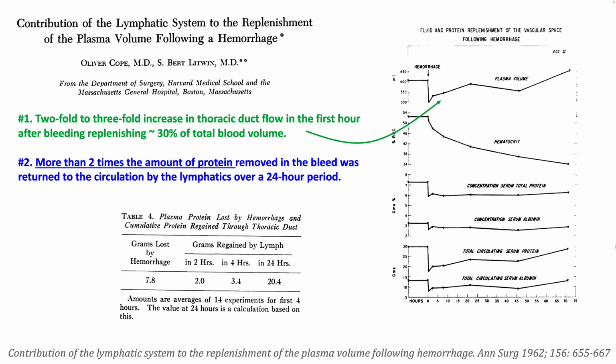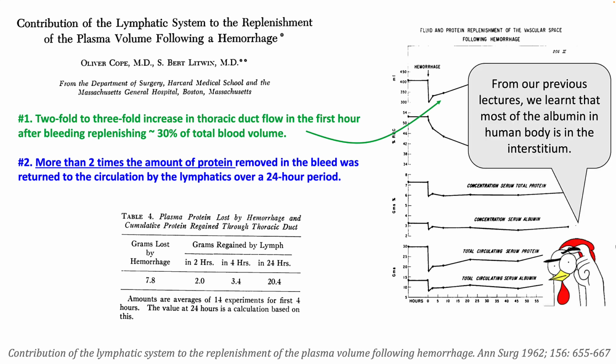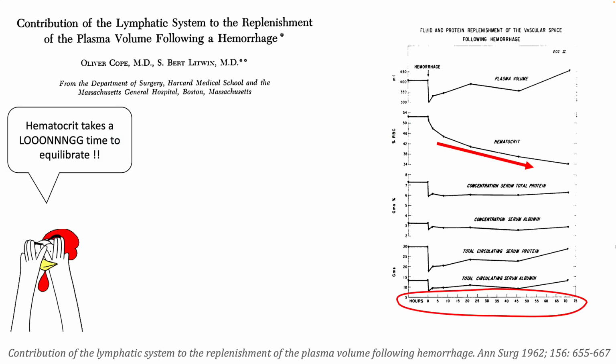You not only lose fluid, blood, and the coagulation factors, you also lose protein in the hemorrhage. And from the previous lecture, we have learned that most of the albumin in the human body is in the interstitium. And as some of this fluid returns back from the interstitium, it replenishes your serum proteins. So for example, in the study, around 7.8 grams of protein were lost by hemorrhage, and about half of it was regained back in 4 hours. In 24 hours, more than twice the protein lost in the hemorrhage was regained.